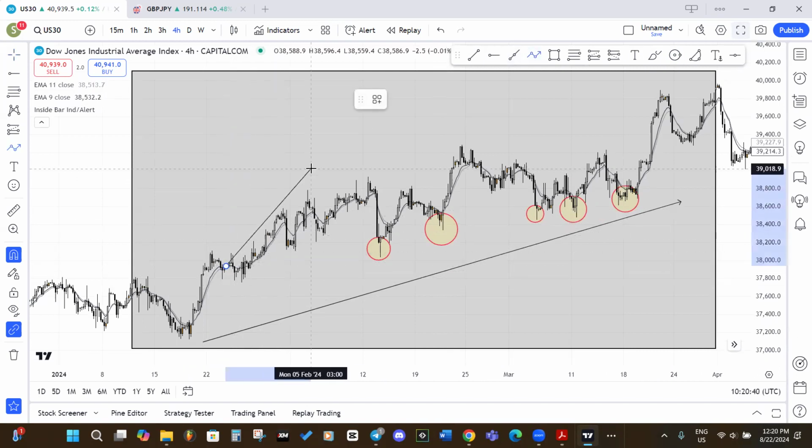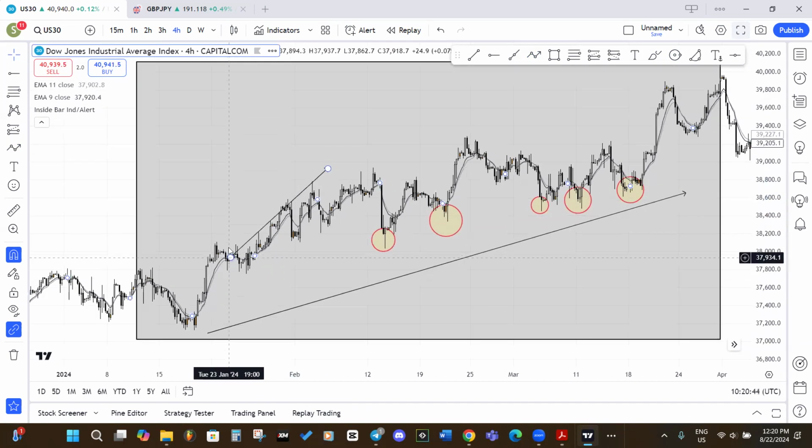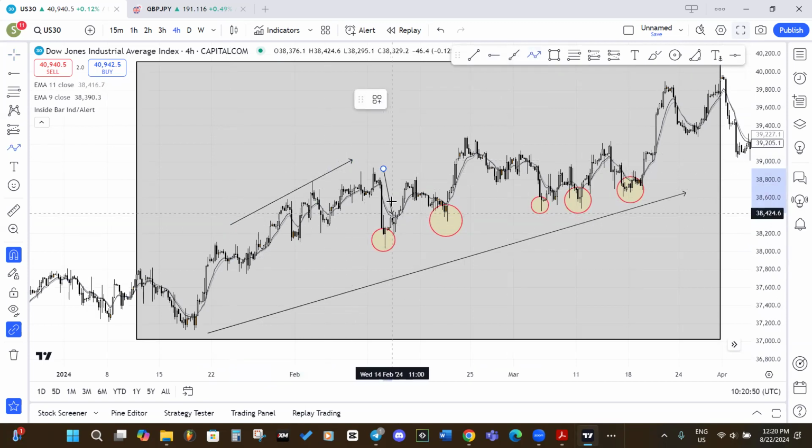Because if you see, we have an impulse, retracement, impulse. What is this thing? Retracement, yeah.